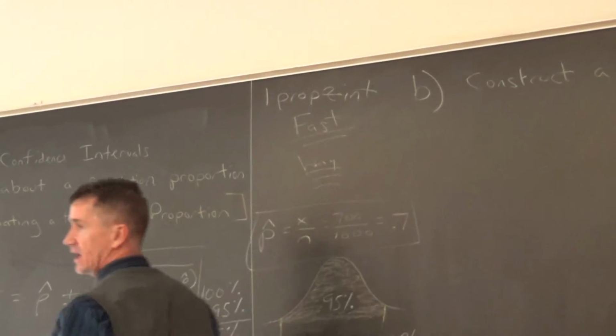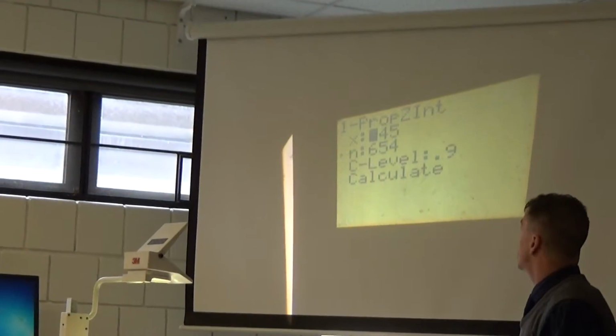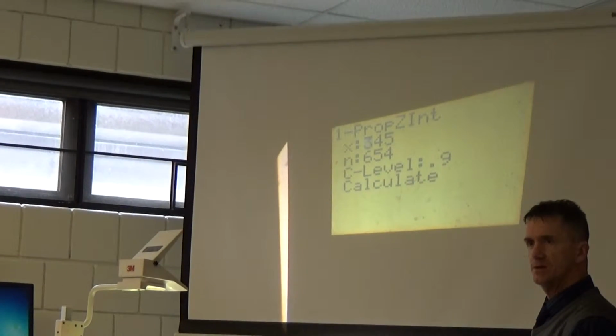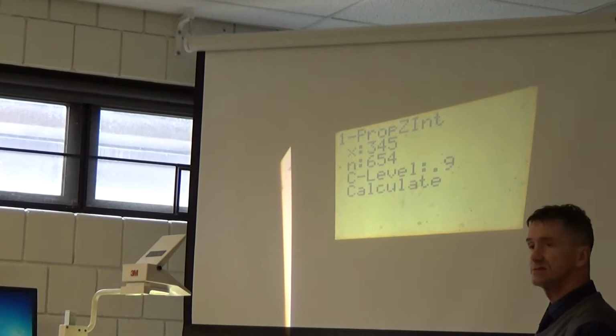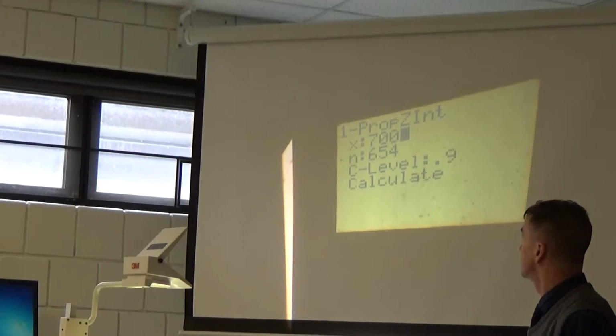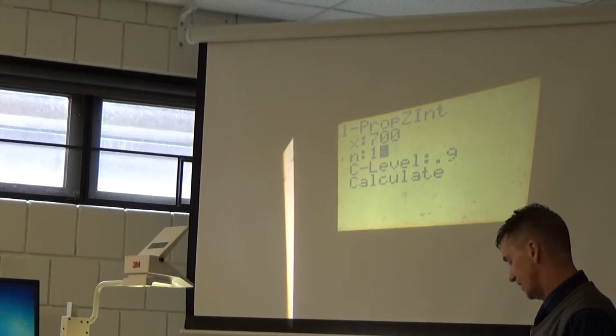Because this is a rock and roll cool button. I'm going to hit it. And this is where you're going to be like, oh, you've got to be kidding me. This is going to do it for me? You bet. What was the X? 700. What was the n? 1,000.